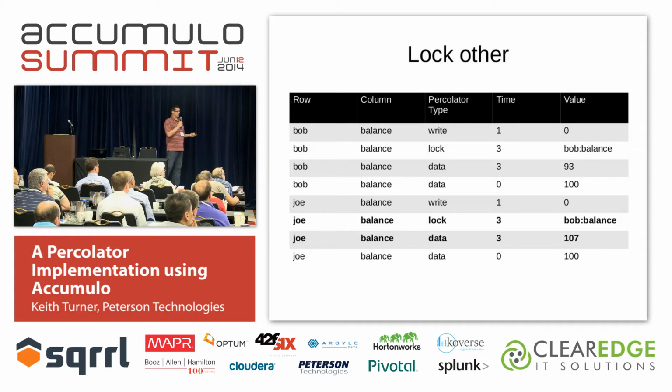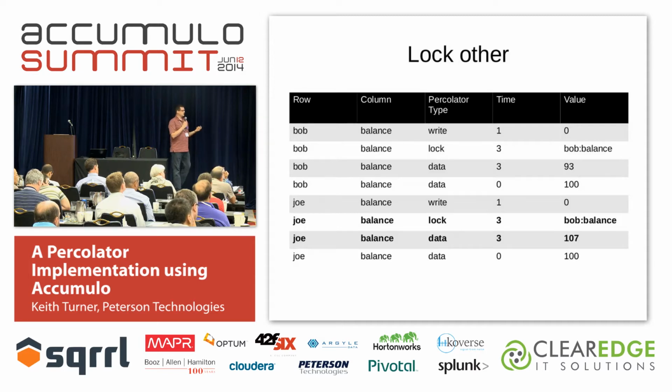And then the second part is it tries to lock all other row columns involved in the transaction. So it locks the Joe balance column. And you see that the Joe balance column points to the Bob balance column as the primary column in the transaction. And you also see that it's written some new data. So it's written 93 and 107.